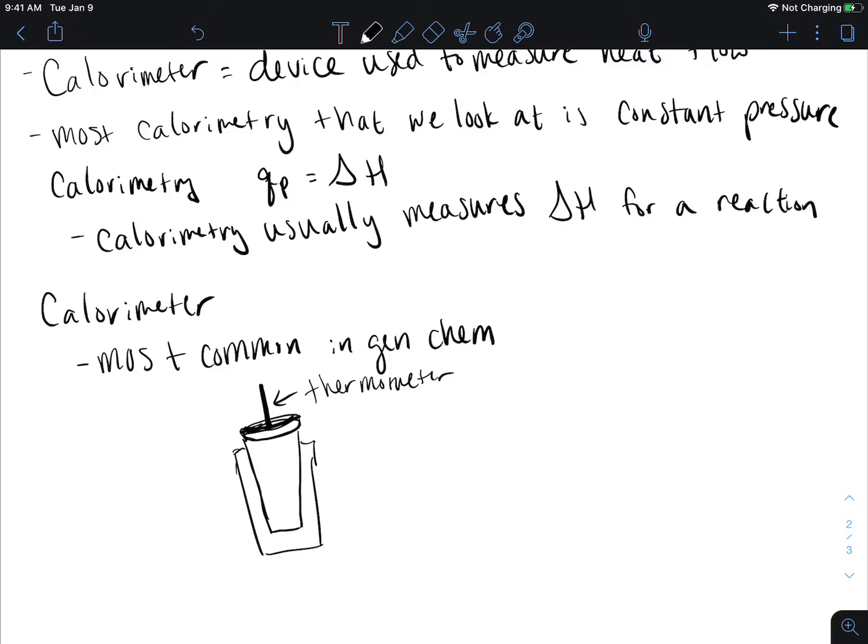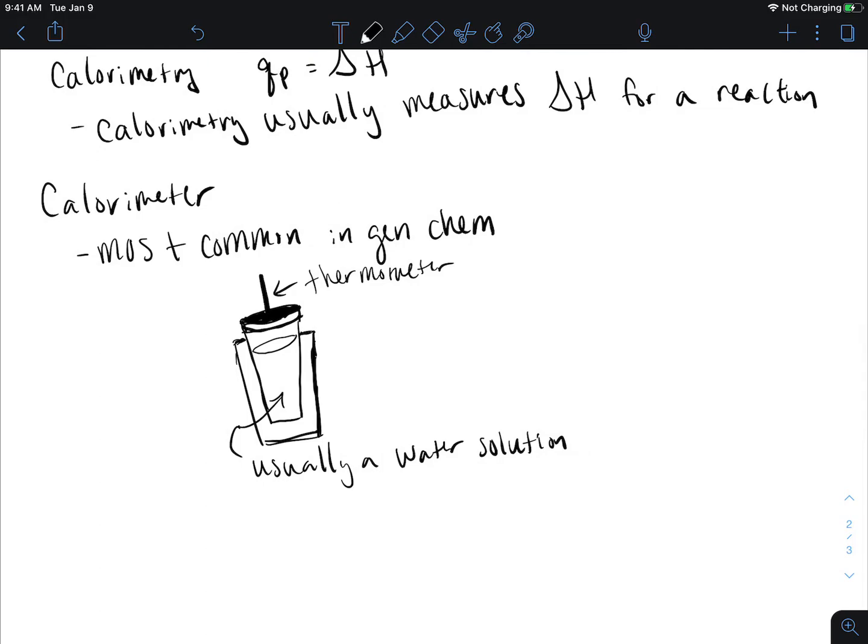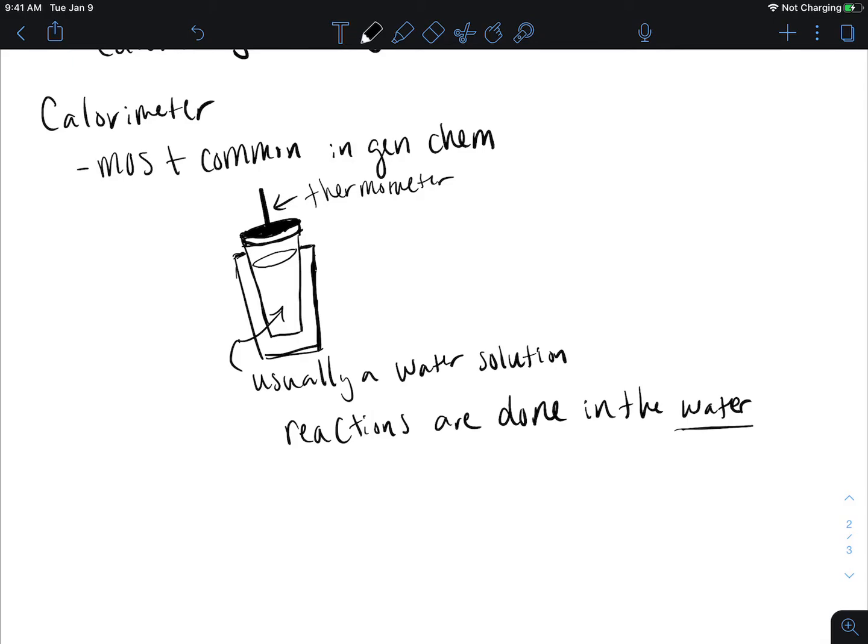So we're going to have a top to our calorimeter, and then, as I said, we've got two cups embedded within each other for extra insulation. And then within the second coffee cup, we usually have water. So this is going to usually be a water solution. Water is our solvent. And we usually do reactions in here. So reactions are done in the water. So almost always we're looking at the change in temperature of the water.